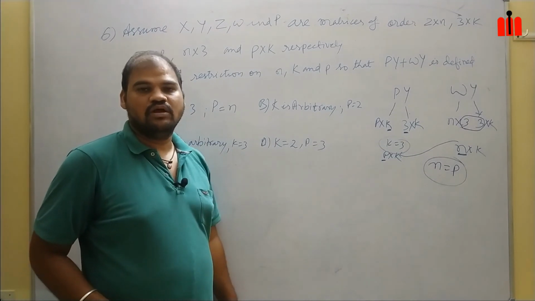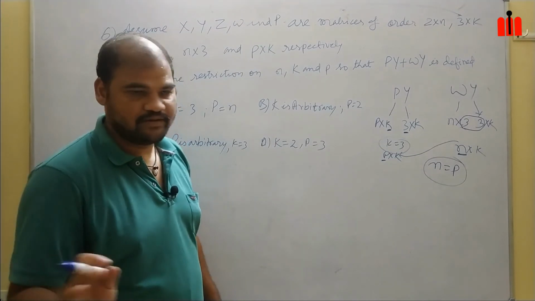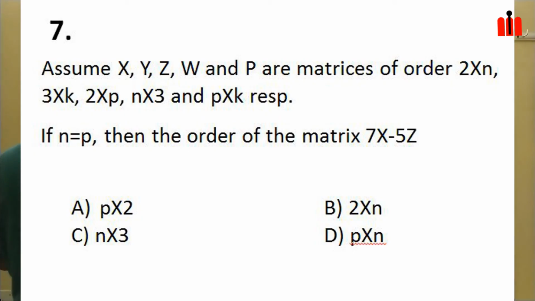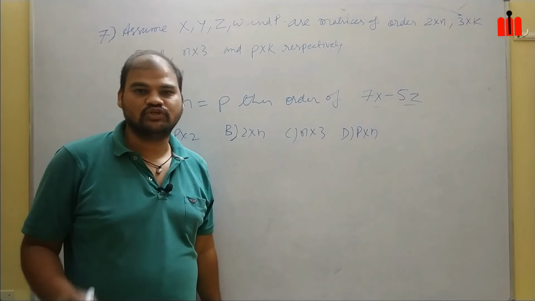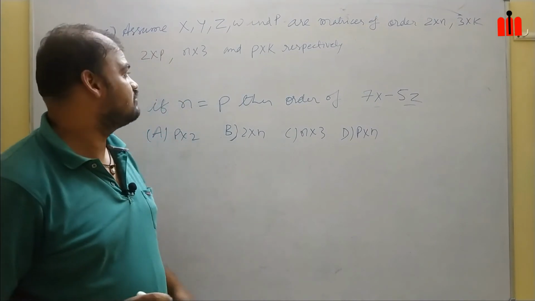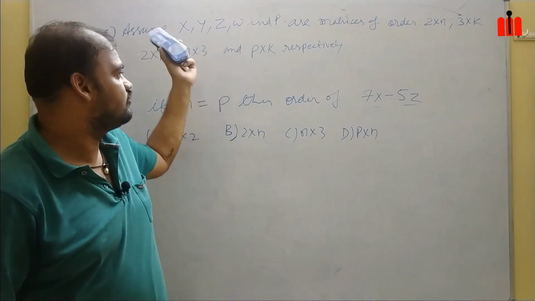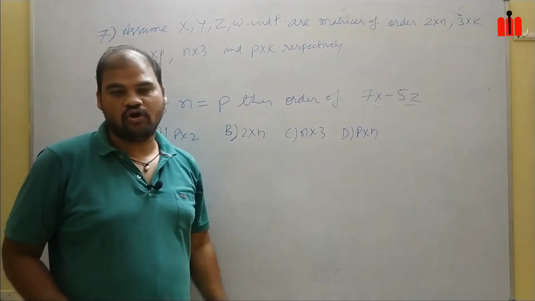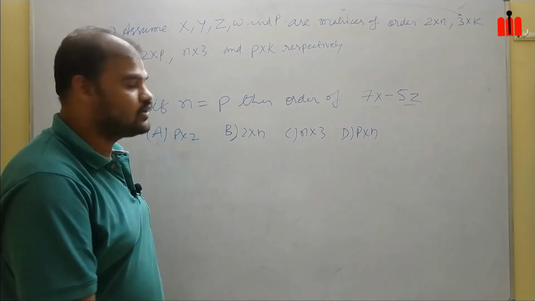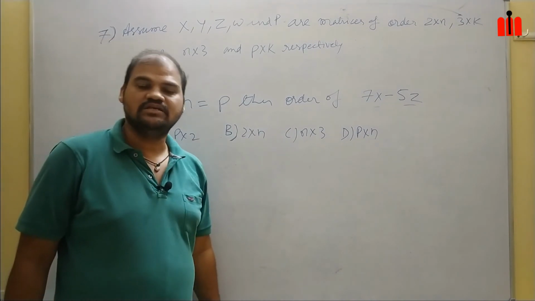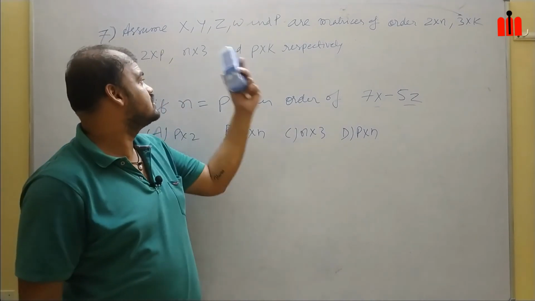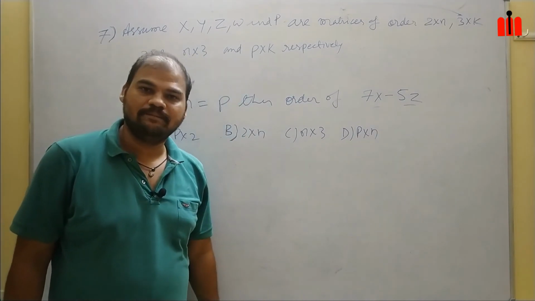Okay. Now let's move on to question number 7. Question number 7 is the same as question number 6. In questions 6 and 7, we have 5 matrices with different orders: 2 cross n, 3 cross k, 2 cross p, n cross 3 and p cross k. These are the orders of the matrices X, Y, Z, W and P.